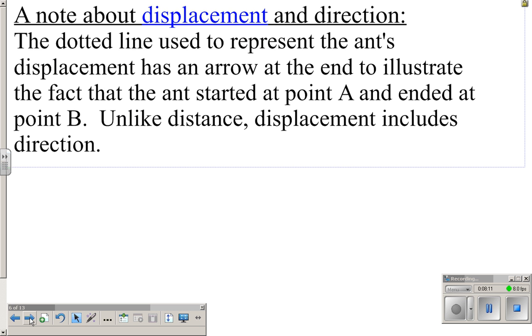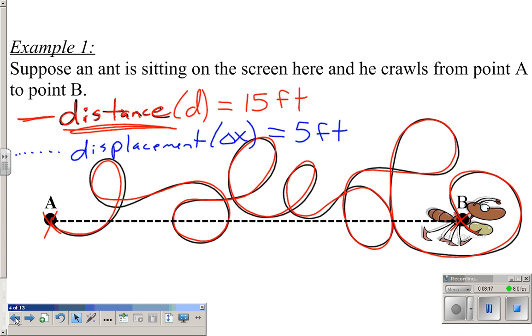One other quick comment about displacement is this. If you notice back here, this arrow, this dotted line, I don't know if you guys can see this on whatever you're watching this video on, but there's an arrow over here on the end of this dotted line. Okay, so make sure you put that arrow in there.